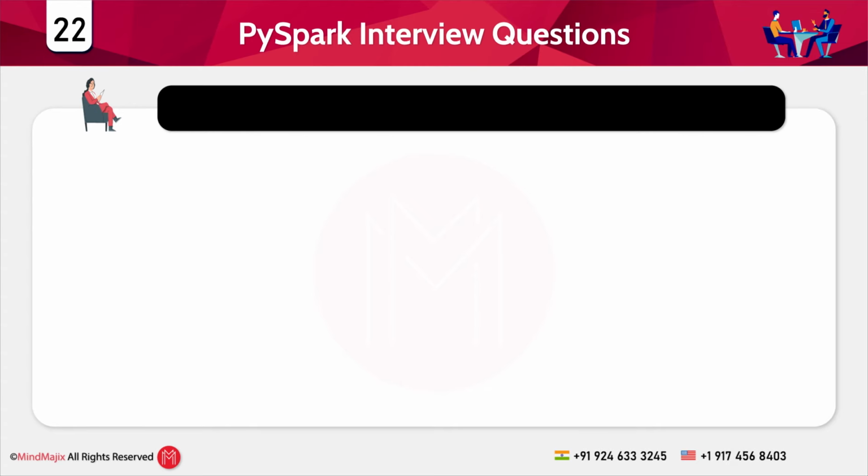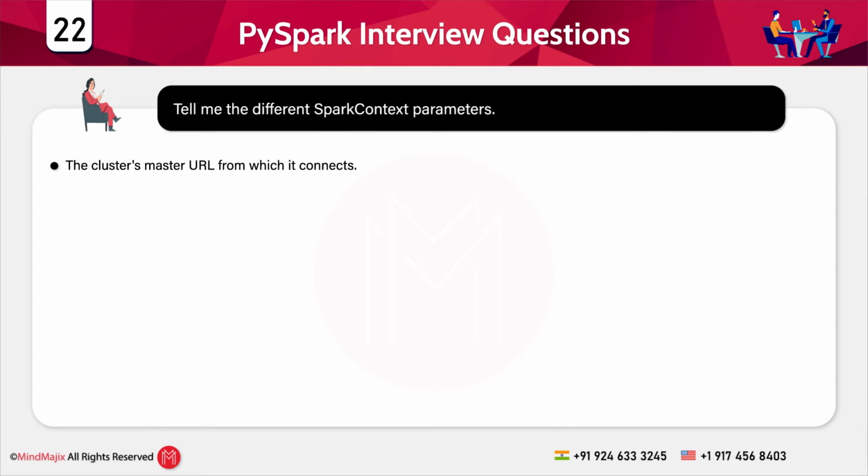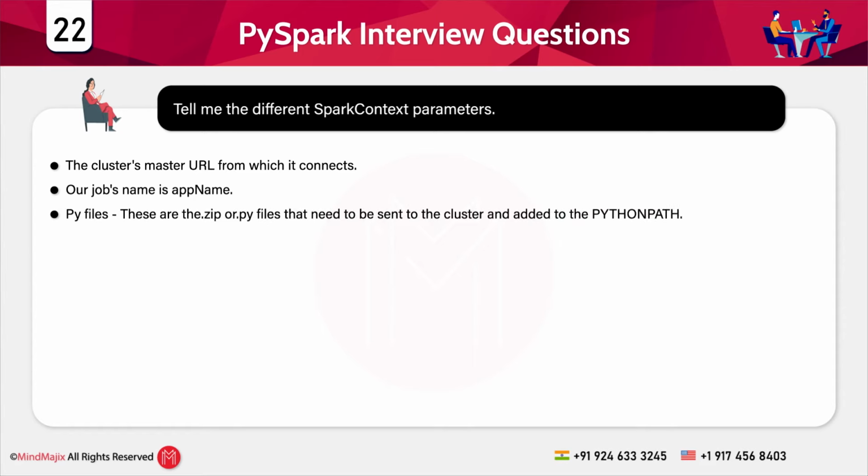The next question is, tell me the different SparkContext parameters. If you talk about the parameters of SparkContext, here the cluster's master URL is one parameter from which it connects. Then you have the job name. Apart from this, you have the py files. Basically these are the .zip or .py files that need to be sent to the cluster and added to the Python path. Then you have the variables in the context of the worker nodes or the slave nodes.